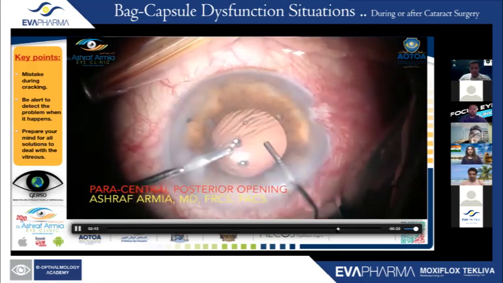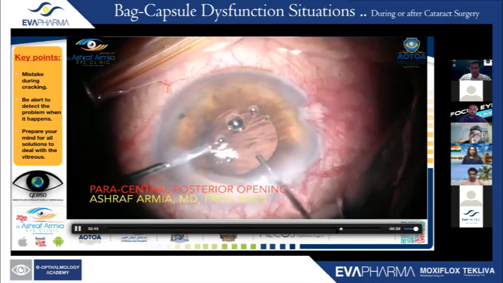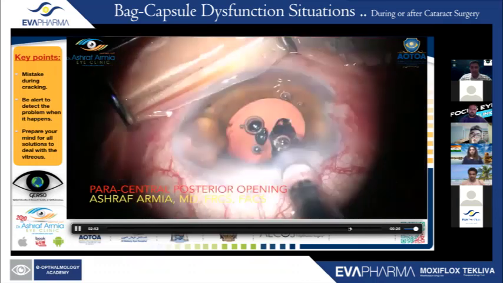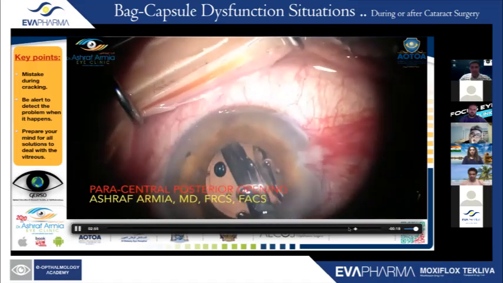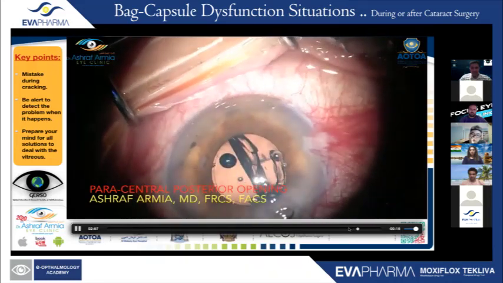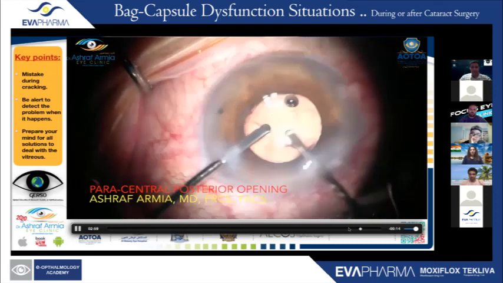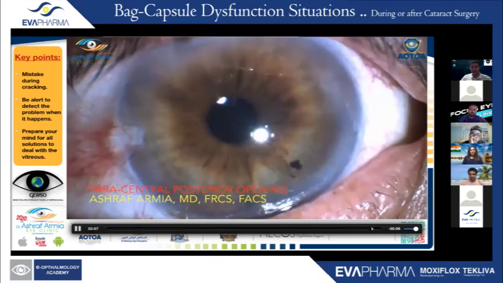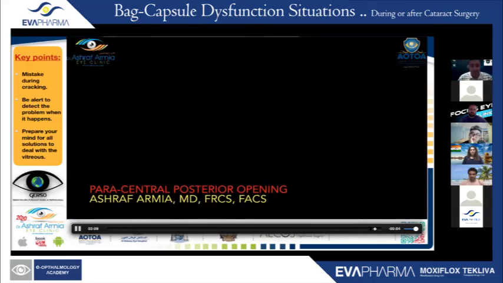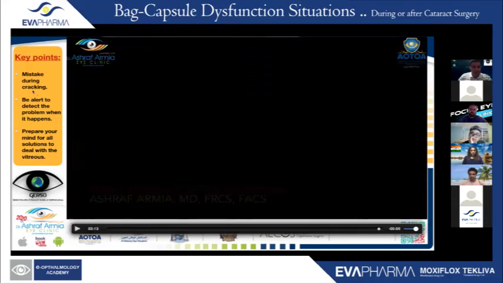Injecting visco-cohesive this time to put a single piece, even in a posterior PCR, but because you didn't disturb the vitreous too much, you succeeded to put it. And this is how the case looked post-operatively, second day.